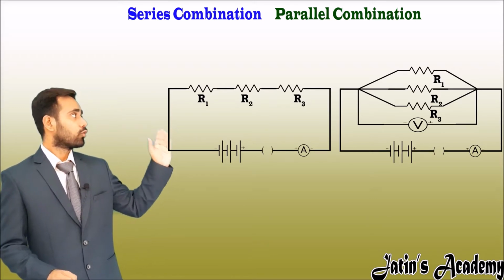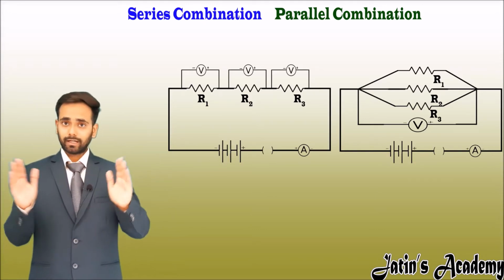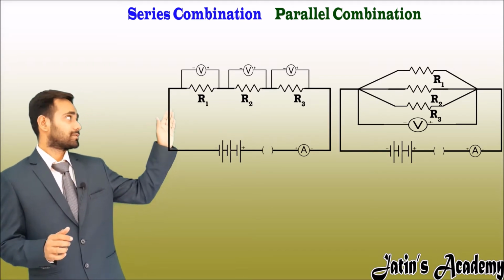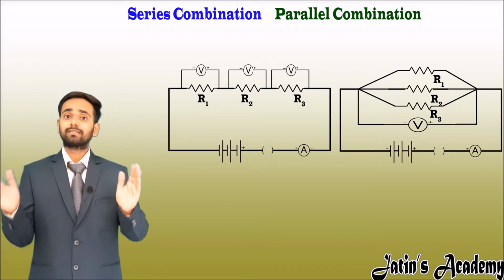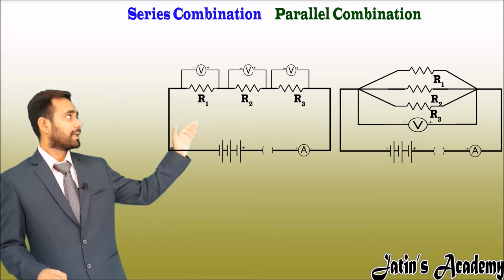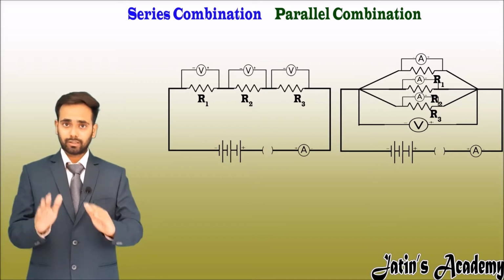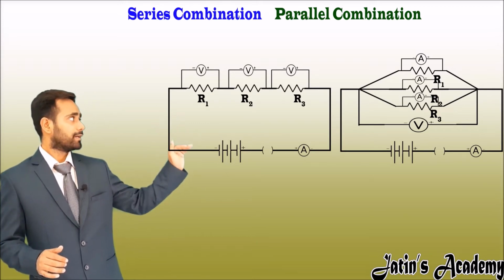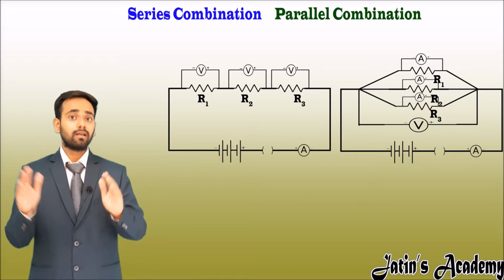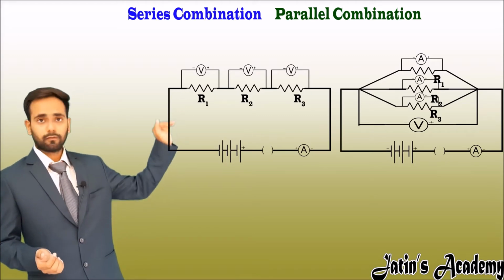Here I am attaching only one ammeter on the series side because the current value is the same in the series, and 3 voltmeters, one on each resistance, because each resistance experiences a different potential difference. And on the parallel side I am attaching only 1 voltmeter because each resistance experiences the same potential difference, and 3 ammeters in order to see the different current values, because in the parallel the current is divided into a number of groups according to the number of resistances.